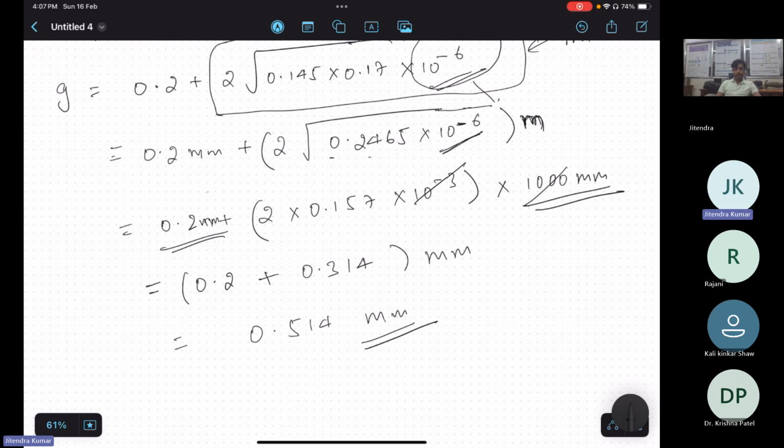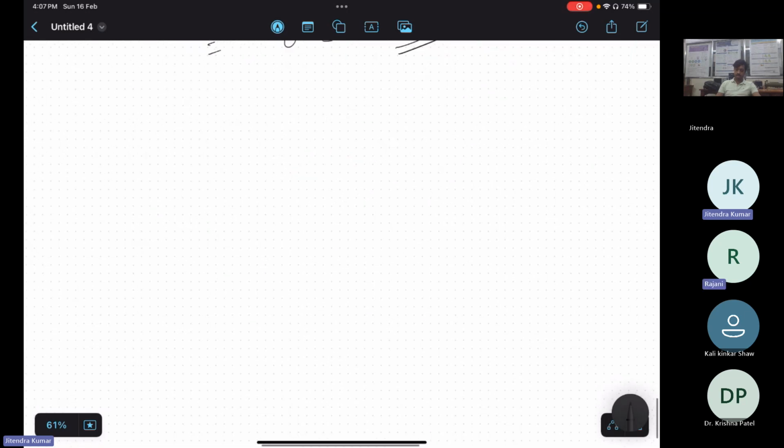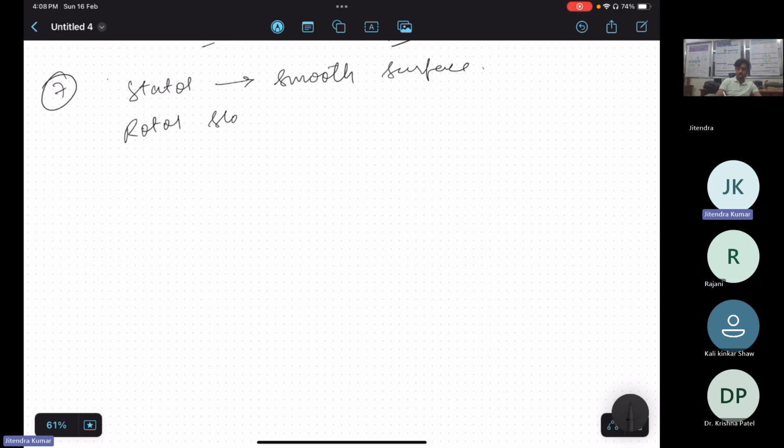Seventh question. So seventh question here. A stator of a machine has a smooth surface and a rotor has open slot type. A stator has smooth surface, rotor slots, open type.